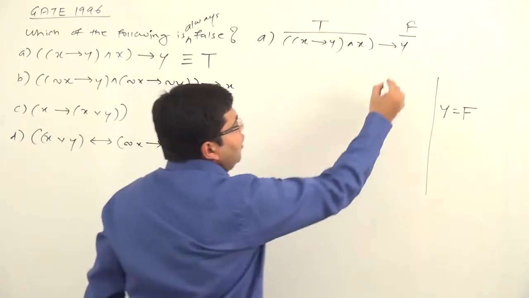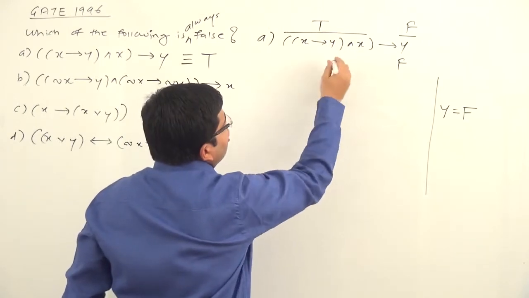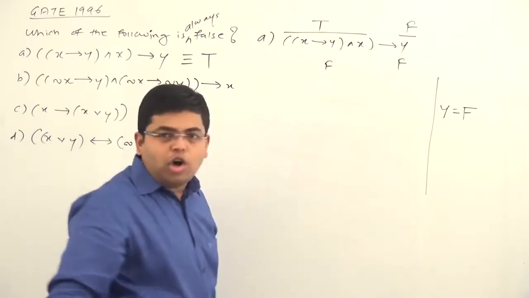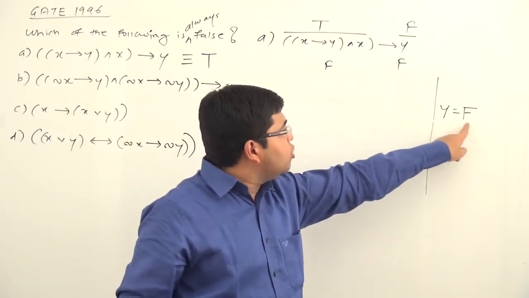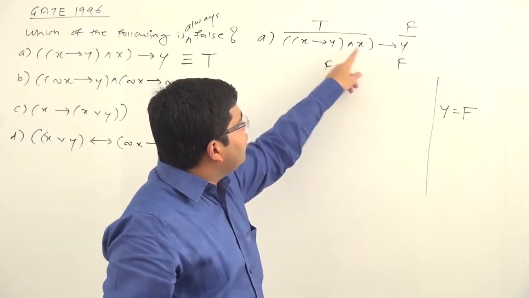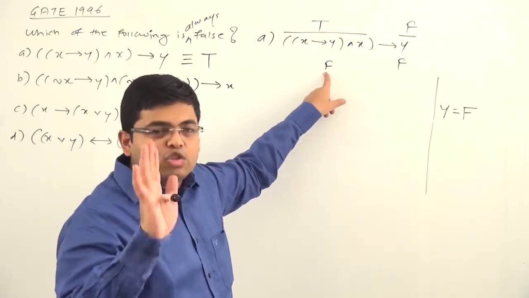And if you substitute y equal to false, this y will become false. At the same time, this y will also become false. You cannot substitute two different values for y. We have already taken y equal to false. Therefore, wherever you see y, its value will come out to be equal to false. Okay, that is one thing.